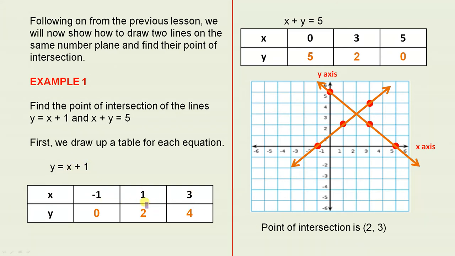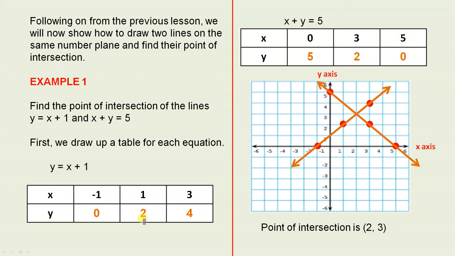So these are the numbers. That's the completed table for this equation. Now the second equation was x plus y equals 5. And I've chosen for the x values 0, 3, 5. Remember, you can choose whatever numbers you want. When x is 0, y will be 5. When x is 3, y will be 2. When x is 5, y will be 0.